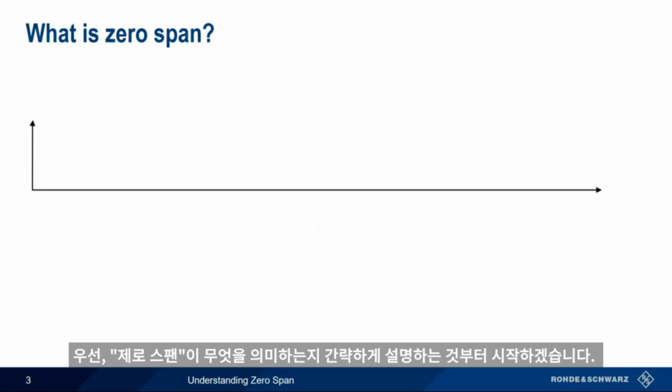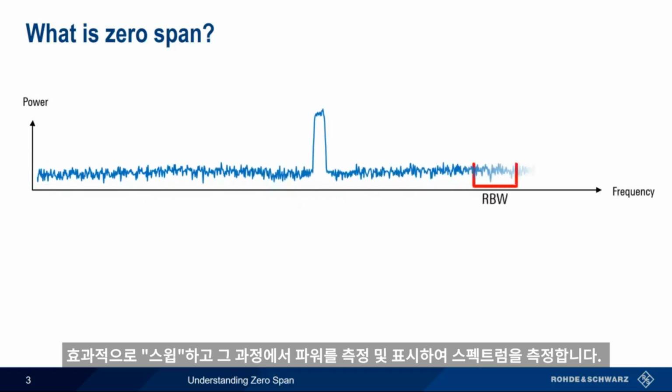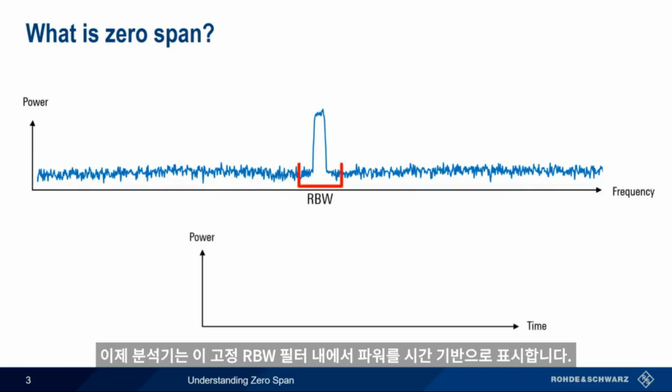Let's start with a brief explanation of what we mean by zero span. A traditional heterodyne or swept spectrum analyzer measures spectrum by effectively sweeping a resolution bandwidth filter across a frequency span, measuring and displaying the power along the way. If, however, we set the analyzer span to 0, the resolution bandwidth filter stays parked on a single frequency. The analyzer now displays power within the stationary resolution bandwidth filter as a function of time.